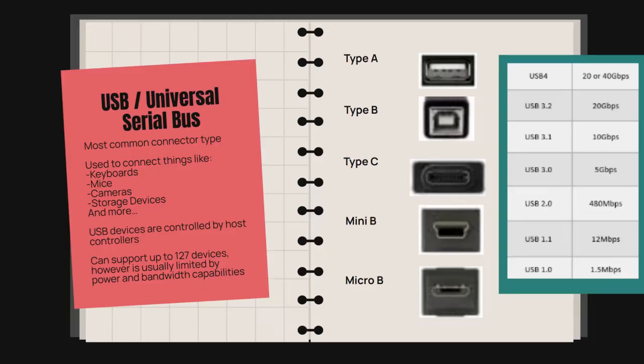Now, some of the most typical USB connector types you'll see are Type A, which is the classic rectangular connector; Type B, which is most commonly used on printers; Mini B and Micro B, which are mostly legacy now; and USB-C, reversible, compact, extremely versatile, and now the most common standard you'll see in IT.